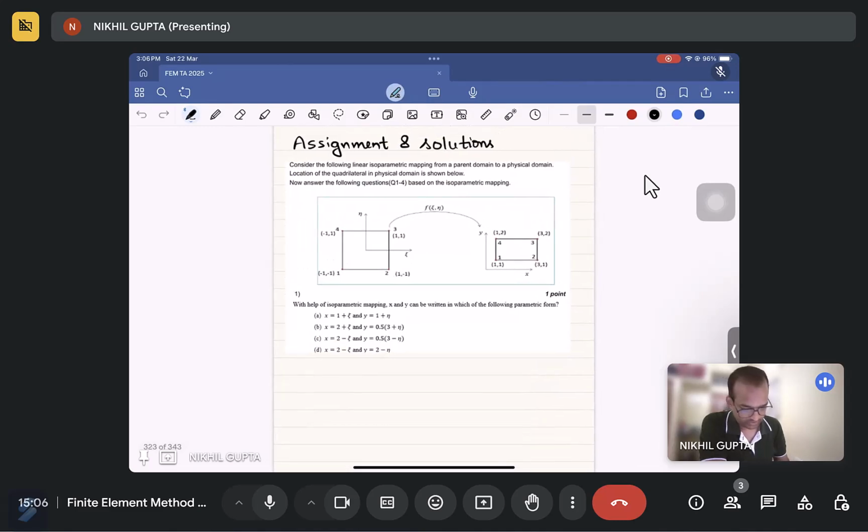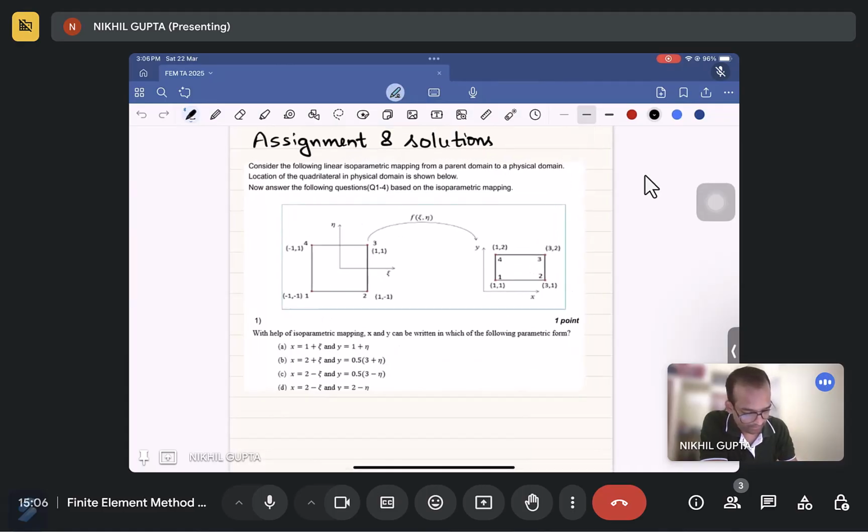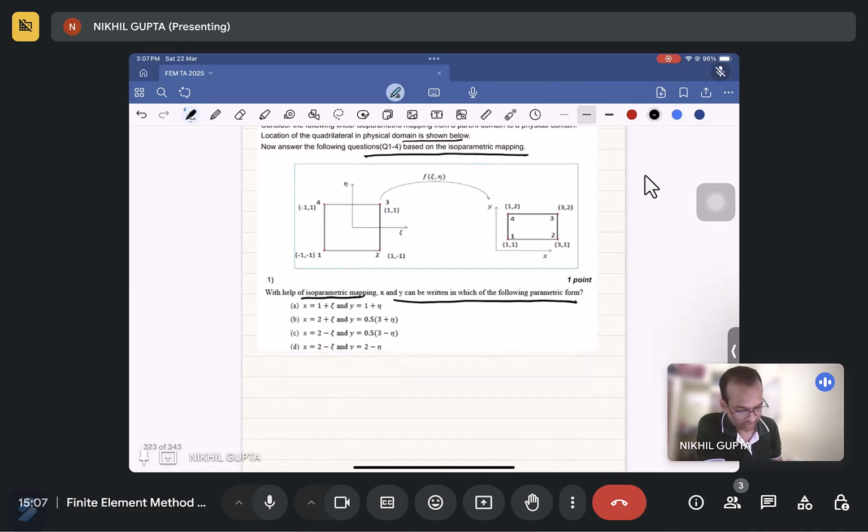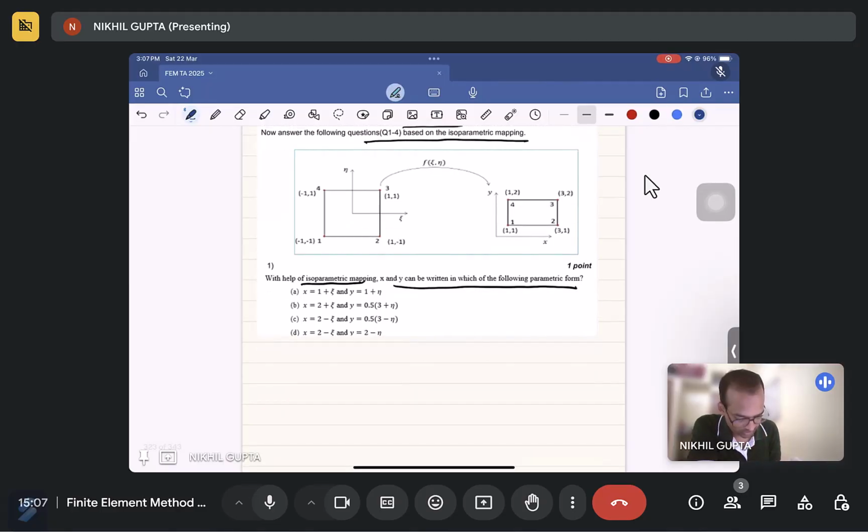So this is the first question. Consider the following linear isoparametric mapping from parent domain to physical domain. The location of the quadrilateral in the physical domain is shown below. Now answer the following questions 1 to 4 based on the isoparametric mapping. The question says, with the help of isoparametric mapping, x and y can be written in which form of the parametric form? The same question I have done in the previous class also, where the coordinate system changes.